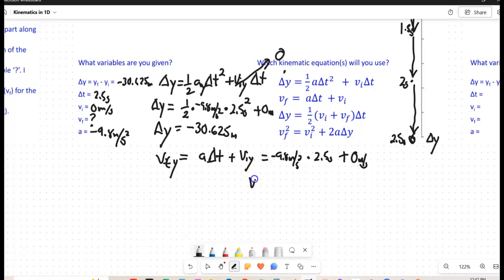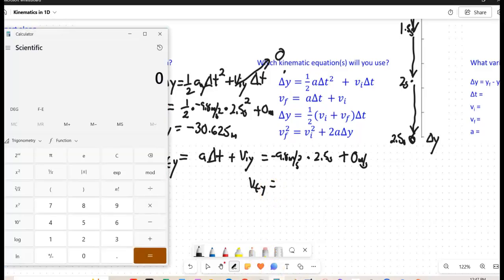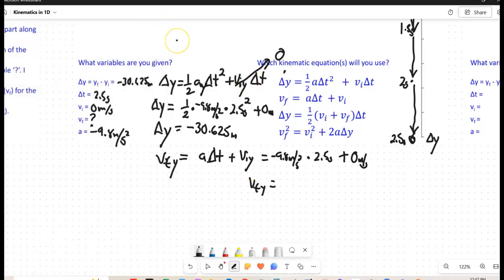So that final velocity in the y direction is going to be this. Let's see. 9.8 negative. Hopefully this works out to be a negative number. Times 2.5. Negative 24.5 meters per second. So it's traveling right before it hits the ground. It's got this as its speed. So here are our two answers.